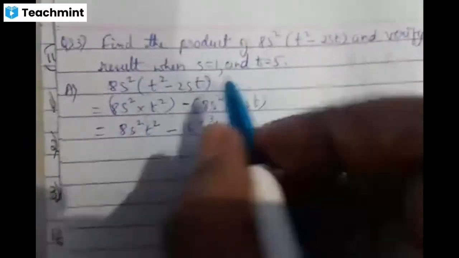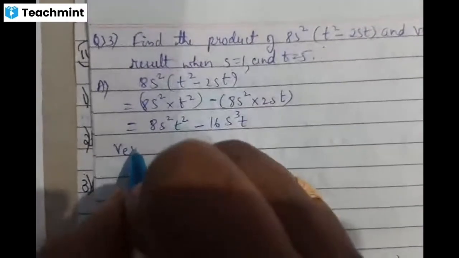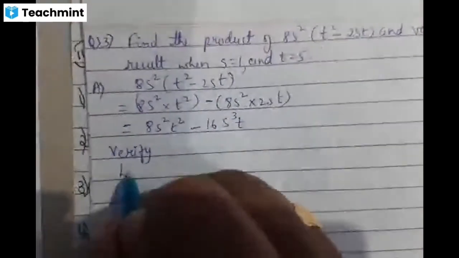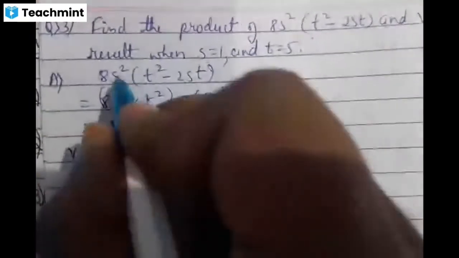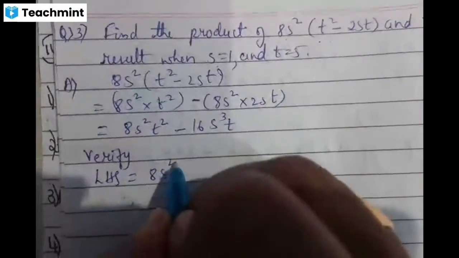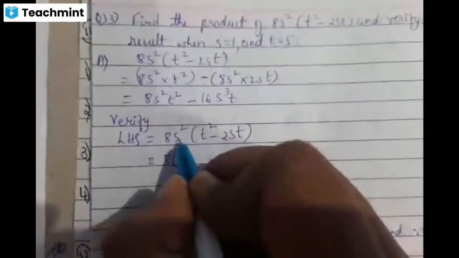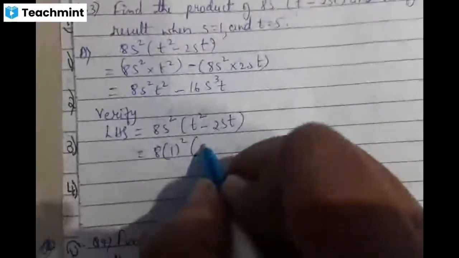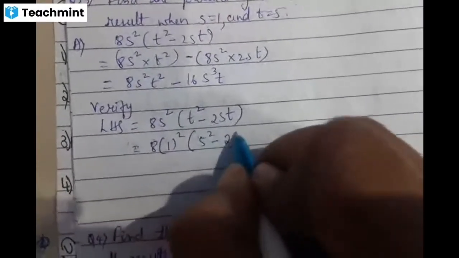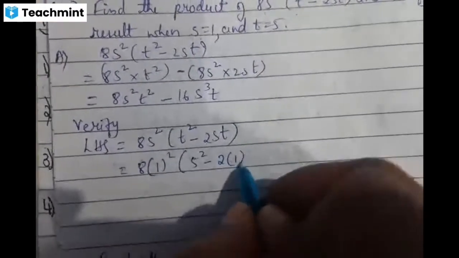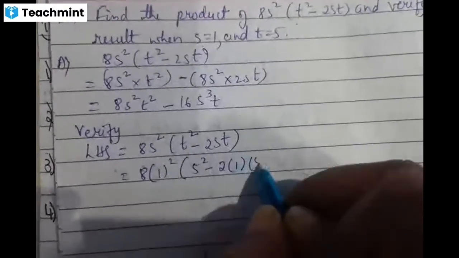Now, let us verify. So, to verify, we have to consider LHS. LHS is 8s² into (t² − 2st). Here, we have to substitute the value of s, children, that is 1 square. t is 5 square minus, again 2 as it is. In place of s, I am going to write 1. In place of t, I am going to substitute 5.